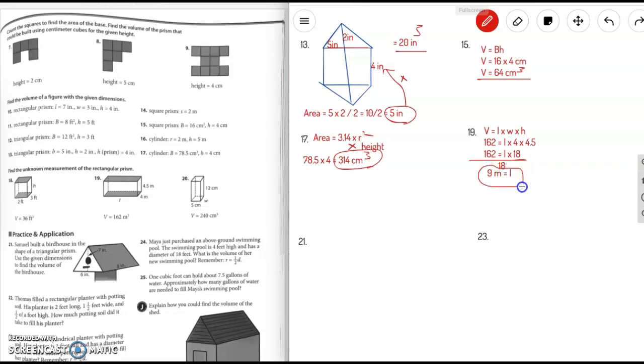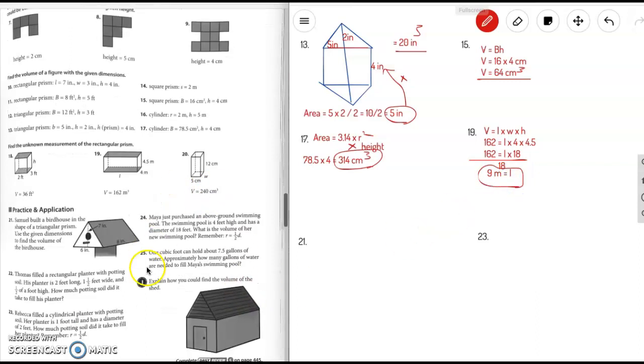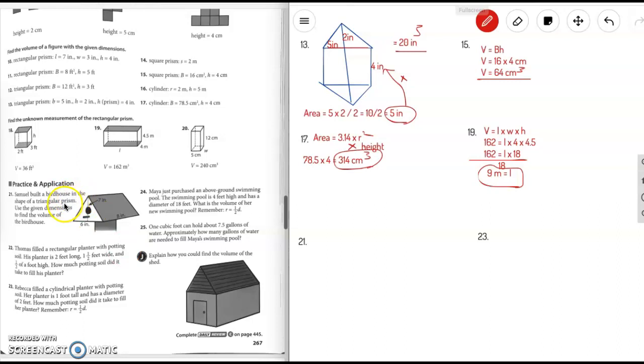That's an ugly circle. 21. Samuel built a birdhouse in the shape of a triangular prism. Use the given dimensions to find the volume of the birdhouse. Great.